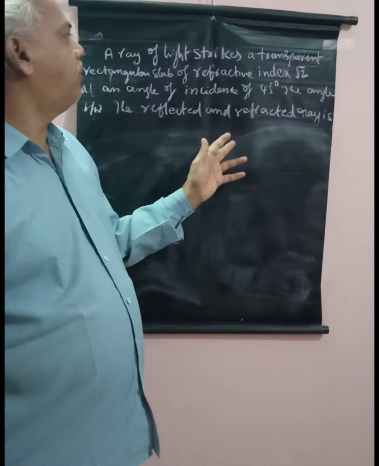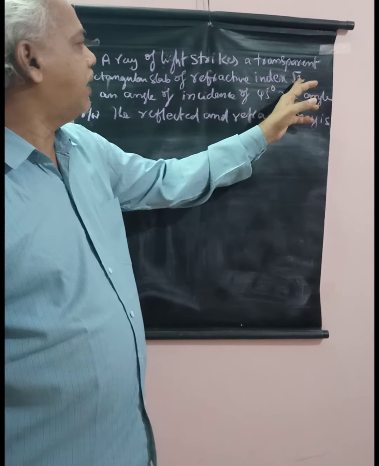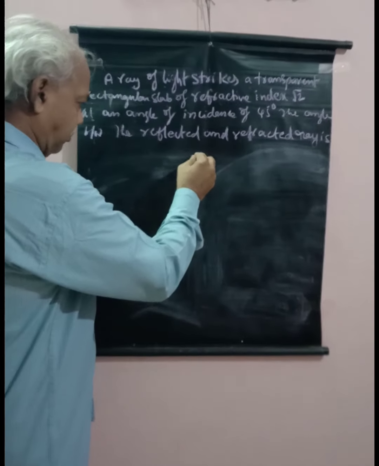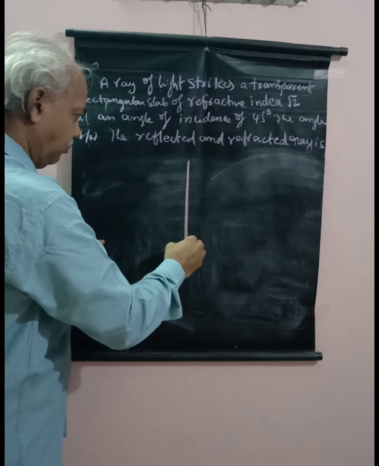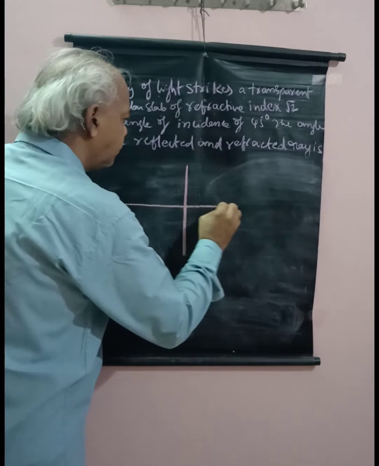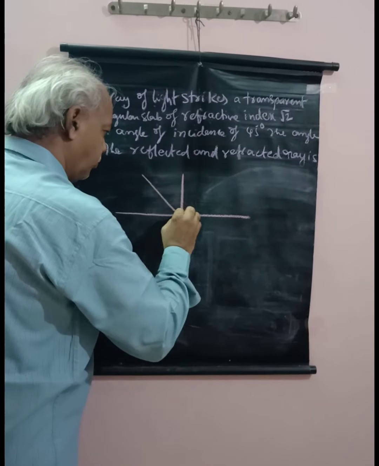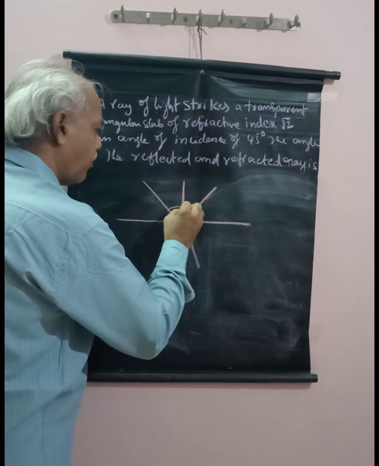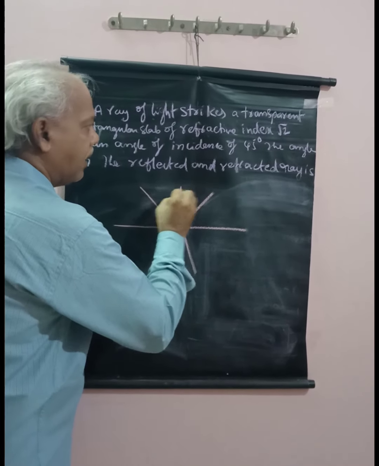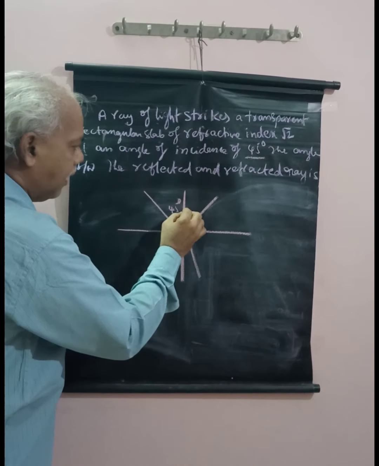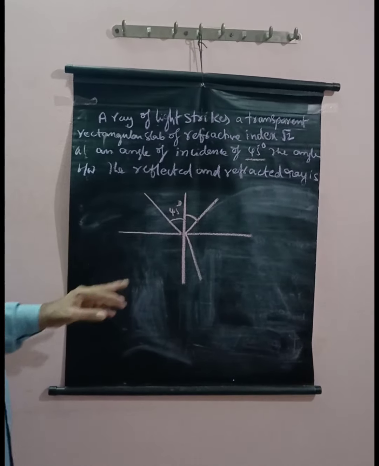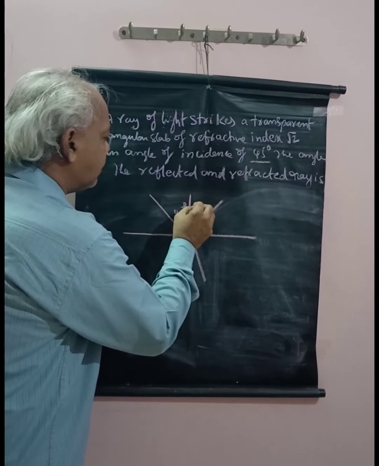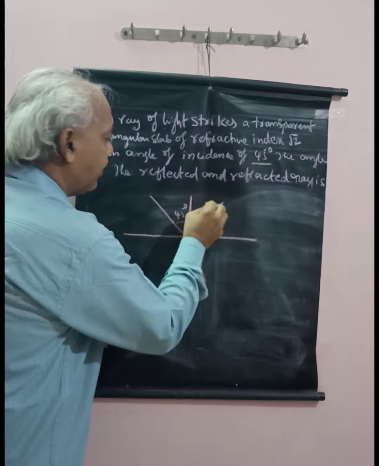But in this problem, the refractive index is given and the angle of incidence is also given. The angle of incidence is 45 degrees. According to the laws of reflection, the angle of incidence is equal to the angle of reflection, so it is also 45 degrees.